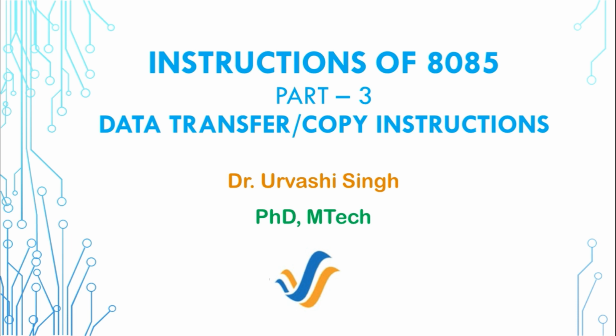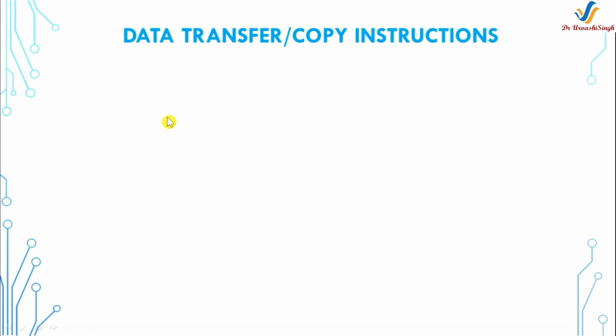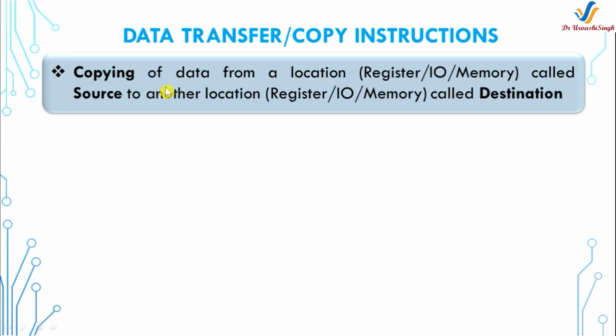Welcome students. In this video you will study various instructions which perform data transfer operations in 8085 microprocessor. In data transfer operation, a microprocessor copies data from the source location and pastes it into the destination location. These locations can be a register, input-output device or memory.